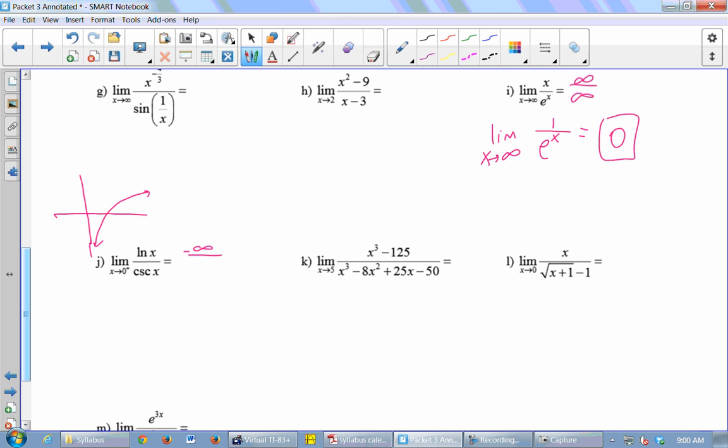And then cosecant of 0. Well, cosecant is the reciprocal of sine, right? What's the sine of 0? 0. What's the reciprocal of 0? Think of 0 as 0 over 1. What's its reciprocal? Undefined, 1 over 0. But now instead of thinking of it as 0, think of it as approaching 0. Infinity. Yeah, 1 over something getting really, really small goes to infinity.